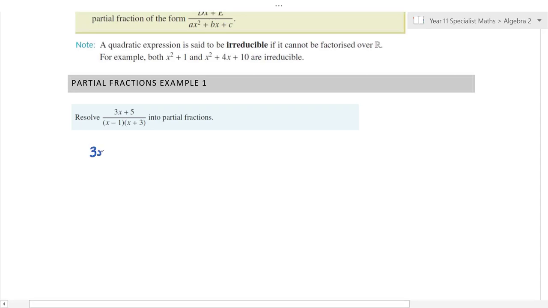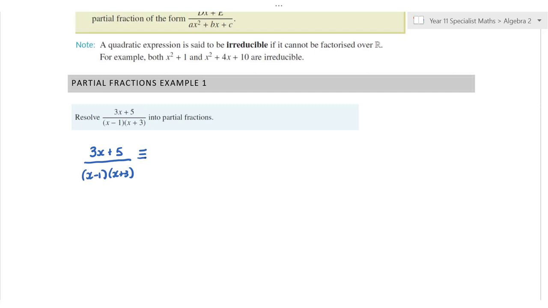So first of all, we've got (3x plus 5) over (x minus 1)(x plus 3). And I'm going to say that is equivalent to, and you can see here that both of these are linear factors. Are they repeated factors? No. So this is what we call a type 1. It could be a combination of both, but as you can see, both of these are just linear factors. So this is a type 1 partial fraction.